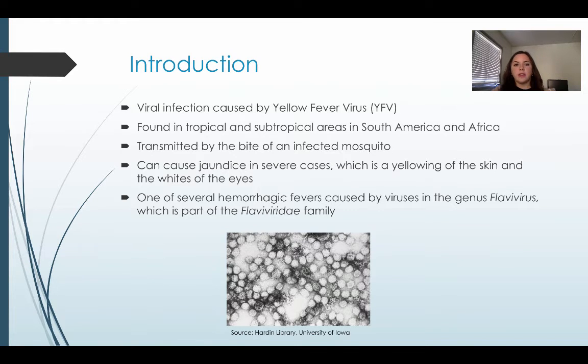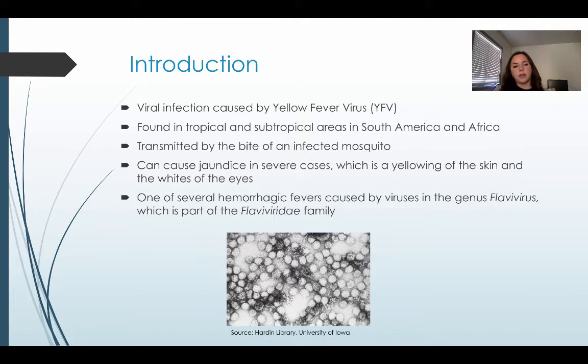So yellow fever is a viral infection that's caused by yellow fever virus. It's found in the tropical and subtropical areas of South America and Africa. And it's transmitted by the bite of an infected mosquito and can cause jaundice in severe cases, which is a yellowing of the skin and the whites of the eyes. And this is the main hallmark of the disease, and that's what gives it its name of yellow fever.